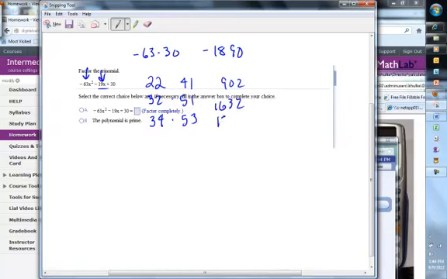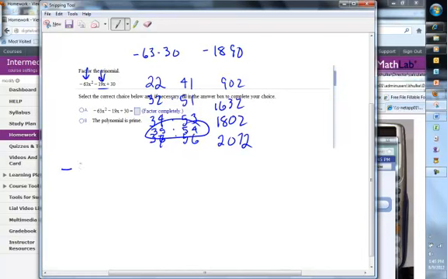Let's try 34 times 53. That's 1802. That's pretty close. Let's try 36 times 55. No, that won't work. 37 times 56. 37 times 56 is 2072. That's too big. Let's try 35 times 54. That is 1890. There it was, 35 and 54.